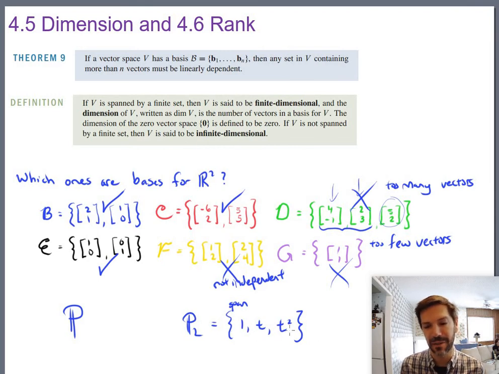It'd be 1 and T and T squared and T cubed and T to the 4th and T to the 5th and T to the 6th. And this is where a mathematician goes dot, dot, dot. Take an infinite number of elements. So that would be an infinite dimensional space.